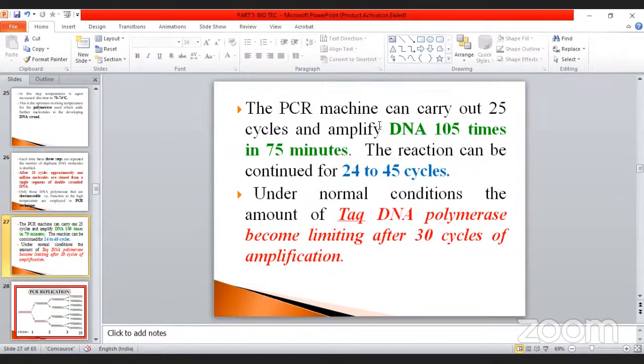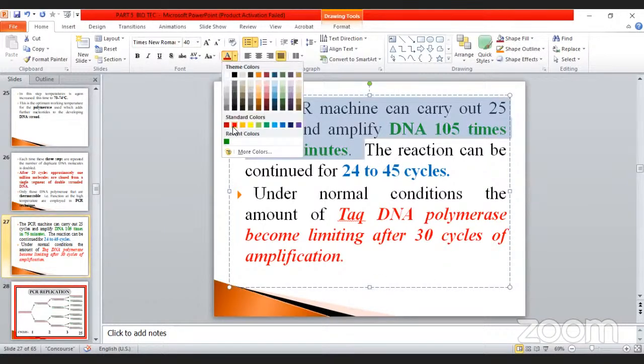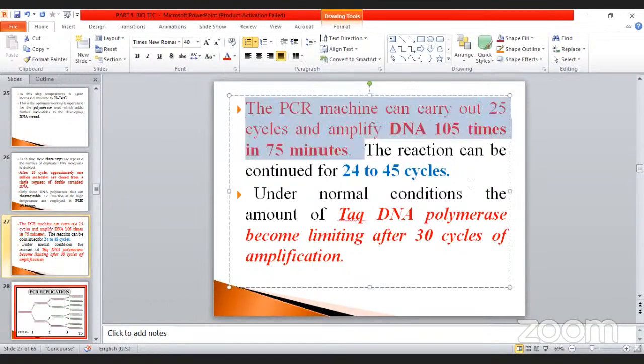Then the PCR machines can carry out 20 cycles and amplify DNA 10^5 times in 75 minutes. So this is the main point. It depends upon the instrument also. Sometimes the instrument will be very fast in the higher PCR machines, that means in America and Japan, and also other countries, Chinese people also. The speed is very, very important. The PCR machines have a speed. Here the PCR machines can carry out 25 cycles and amplify DNA 10^5 times in 75 minutes.